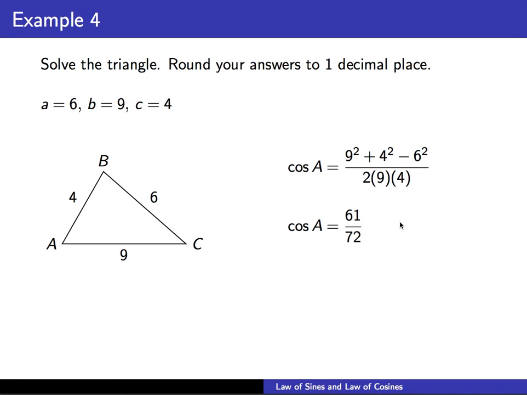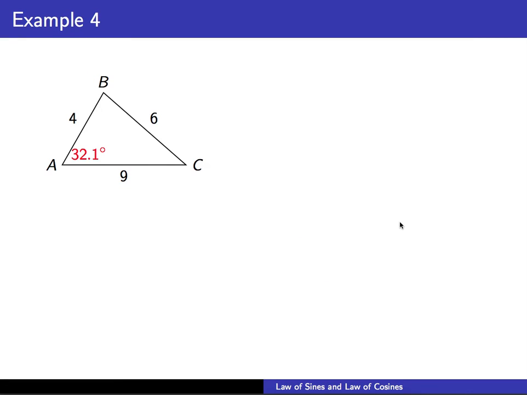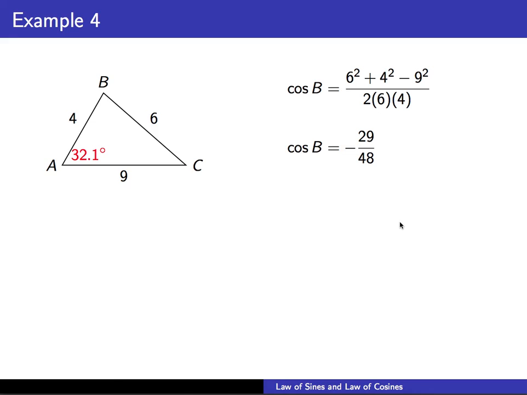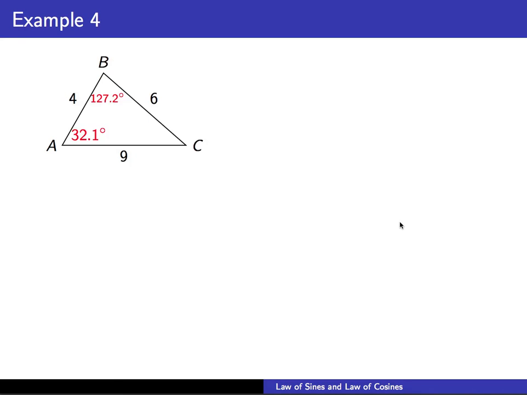That simplifies to 61 over 72. If you have a decimal, that's okay too. We're going to do the inverse cosine of 61 over 72, and we get about 32.1 degrees for angle A. Now we need to pick either B or C. I picked B, so we have cosine of B equals 6 squared plus 4 squared minus 9 squared over 2 times 6 times 4, which gives us the cosine of angle B is negative 29 over 48. Because it is negative and cosine's negative in the second quadrant, I'm sure that B has to be bigger than 90, and it is 127.2 degrees.